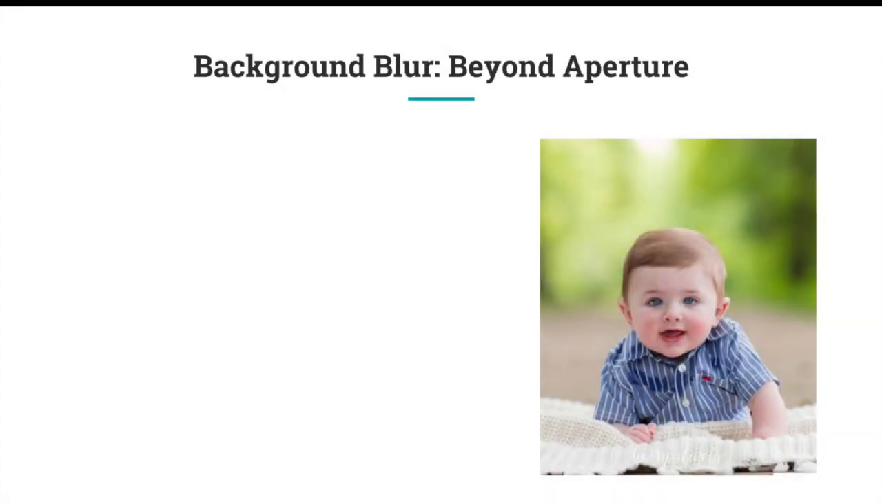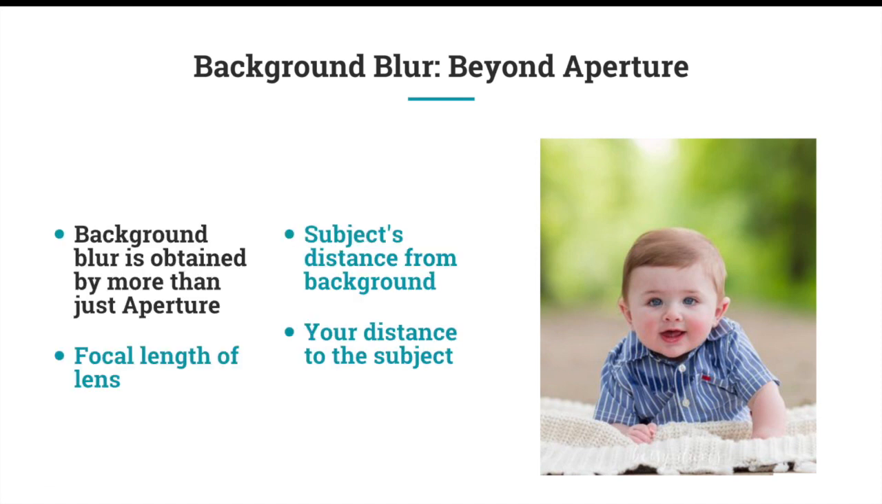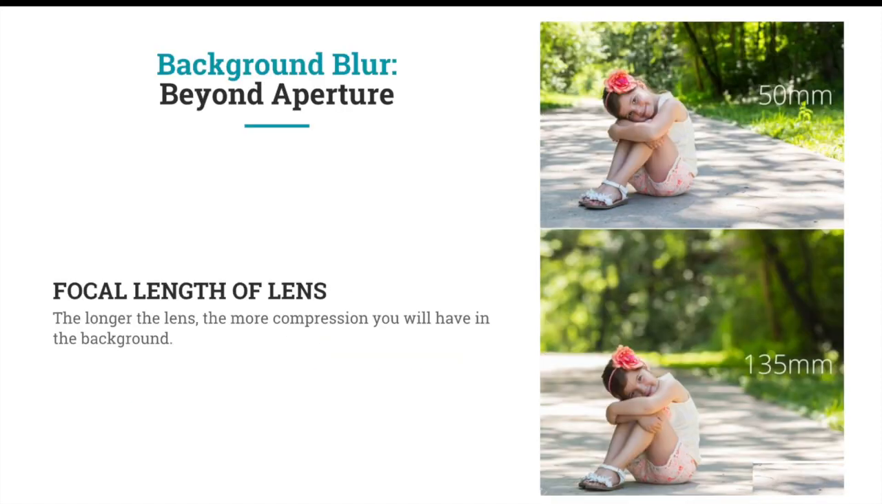So I'm really excited to talk with you today about some other ways that you can get that beautiful background blur in your photos that have nothing to do with aperture. So many of us have been taught that the only way to get that beautiful look in your images is with your aperture, and that is simply not true. So today I'm going to share with you 3 other ways to get background blur that have nothing to do with your aperture. We'll walk through them one at a time, but just to start off, they are your subject's distance from the background, the focal length of your lens, and your distance to your subject. So today I'm going to show you examples of all 3 of these so that you can achieve that beautiful look without having to do anything with your aperture.